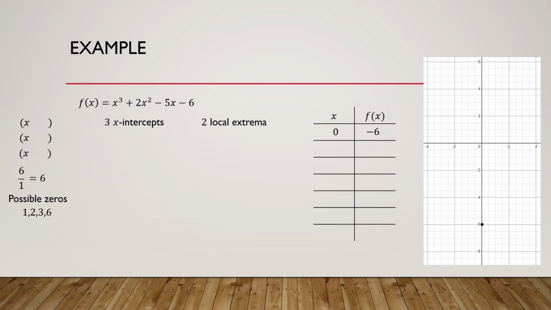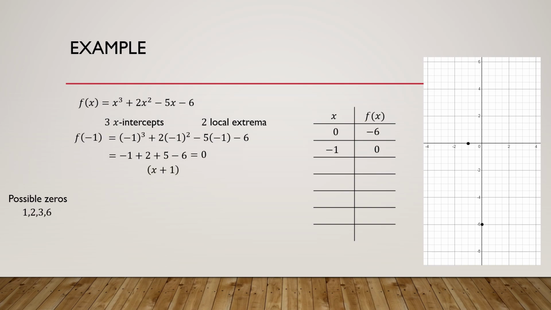We will first try negative 1. If x plus 1 is a binomial factor, then f of negative 1 should equal 0. f of negative 1 equals negative 1 cubed plus 2 times negative 1 squared minus 5 times negative 1 minus 6, which simplifies to negative 1 plus 2 plus 5 minus 6, which does equal 0. We can enter that as an ordered pair and confirm x plus 1 is a binomial factor of our function.